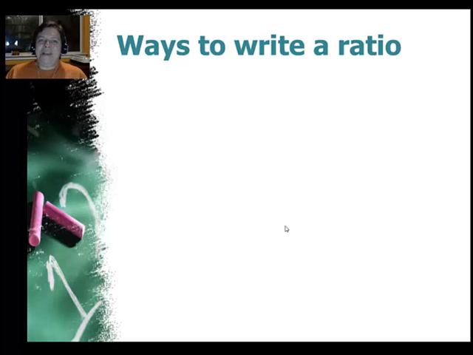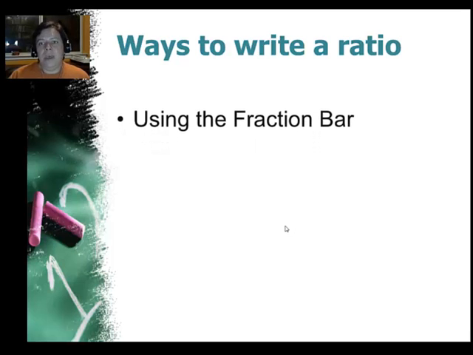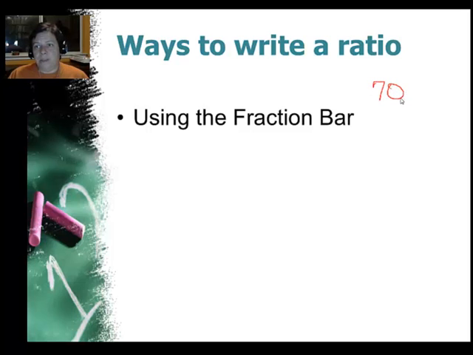Now, other ways to write a ratio, and this is keeping the labels, there are 3 different ways to write them. One is using a fraction bar. That doesn't mean that the ratio is a fraction. It just means it's referring to the division. Remember, we talked about how ratios are a comparison of 2 numbers by division. So in your example in your notes, it says 70 miles per hour. If I wrote that as a fraction, I would write it as 70 miles to 1 hour.